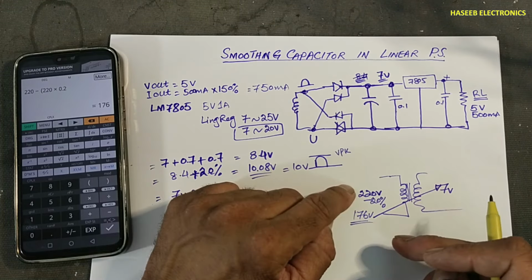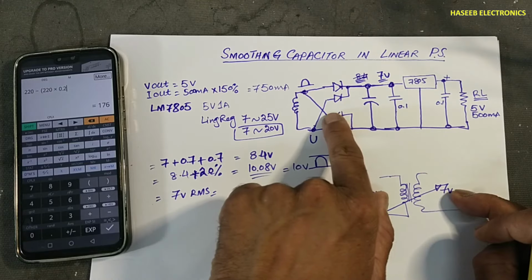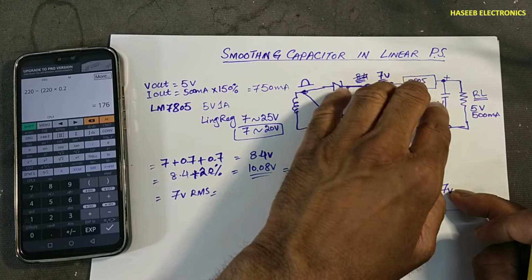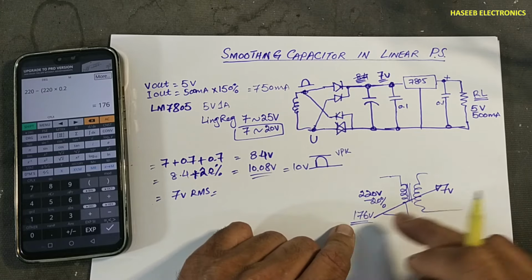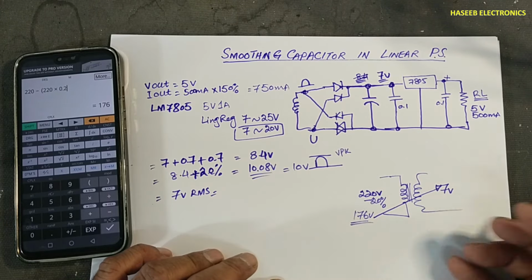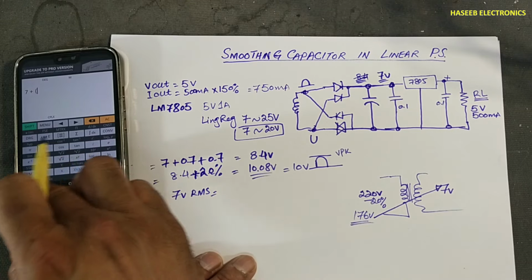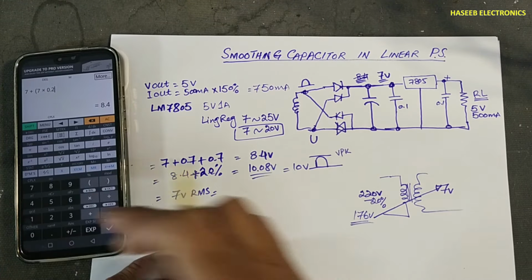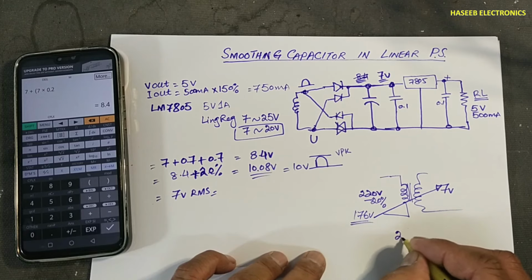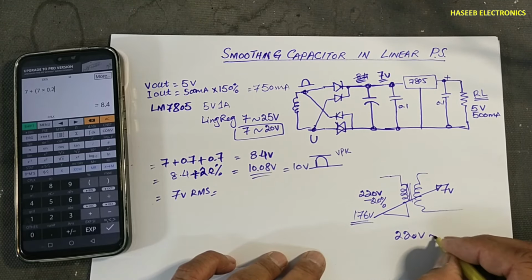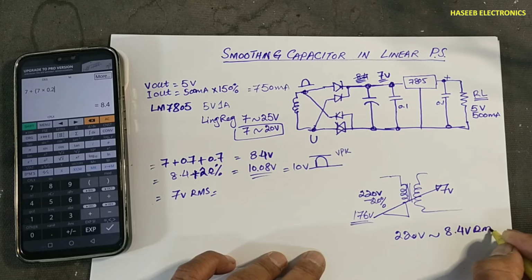Because if we consider 220 volt, this voltage will drop. At that time, this circuit will stop working. We must consider the line drop. Now, 7 volts plus 7 multiplied by 0.2, 8.4 volt. We can say at 220 volt, this transformer will give 8.4 volt RMS.